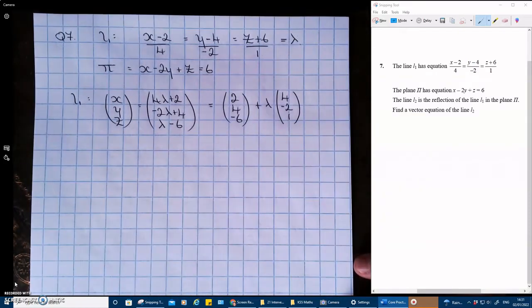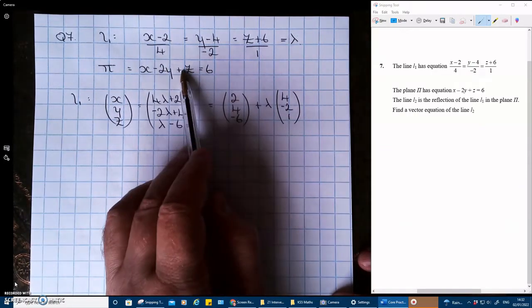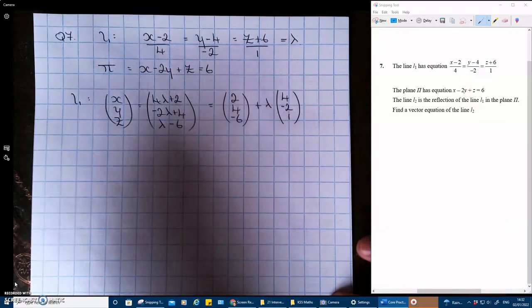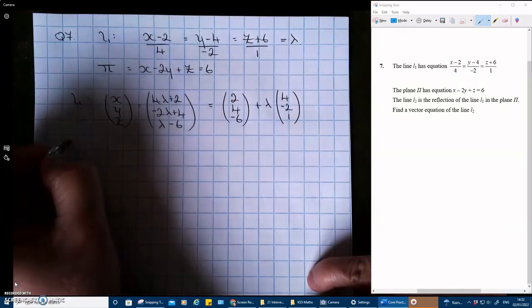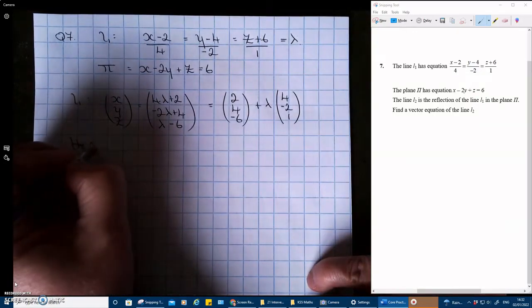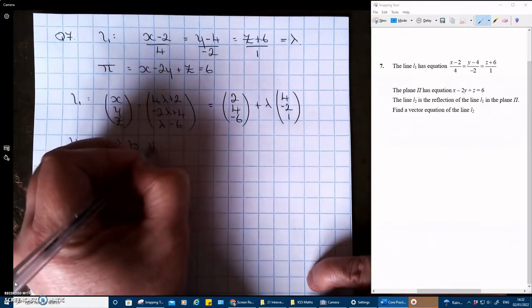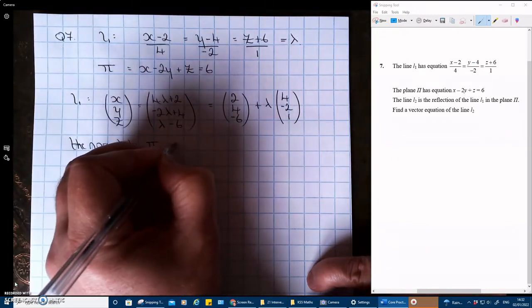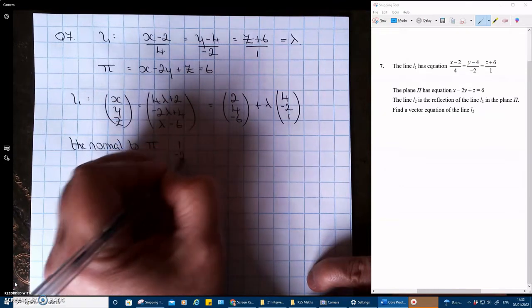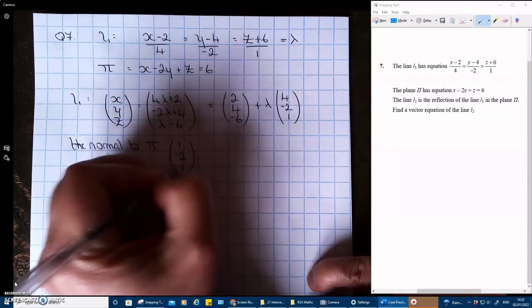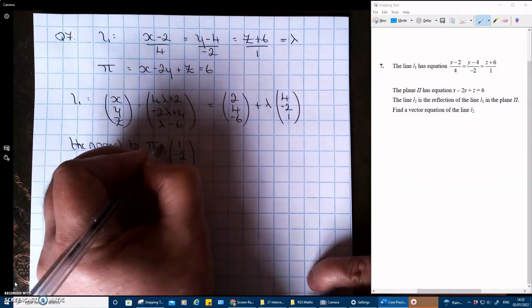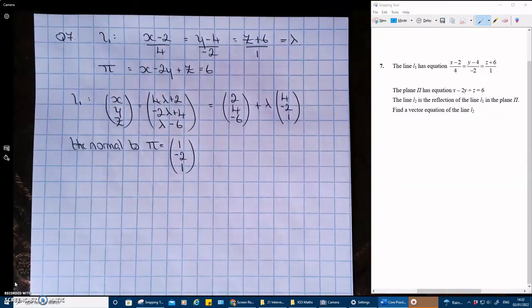Now we're also told the equation of a plane, which is x minus 2y plus z. So what that means is the normal to pi is the vector 1, minus 2, 1. Okay, that's the direction of the normal.